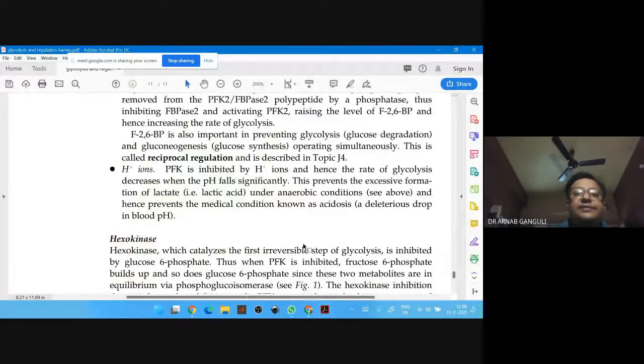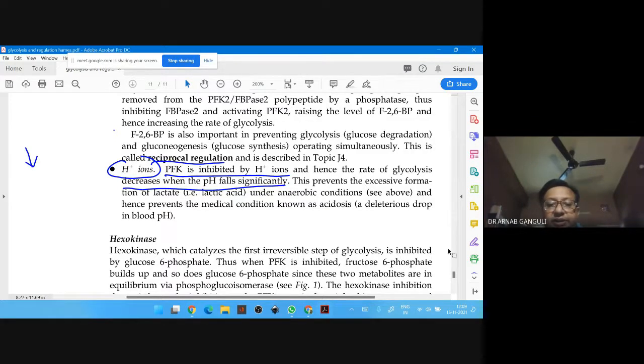Next, this is also known as reciprocal regulation. The other thing is that H plus ion also regulates this enzyme. It is inhibited by hydrogen ion. That is, if the pH falls down, the rate of glycolysis decreases when the pH falls significantly. This is one more step of regulation.